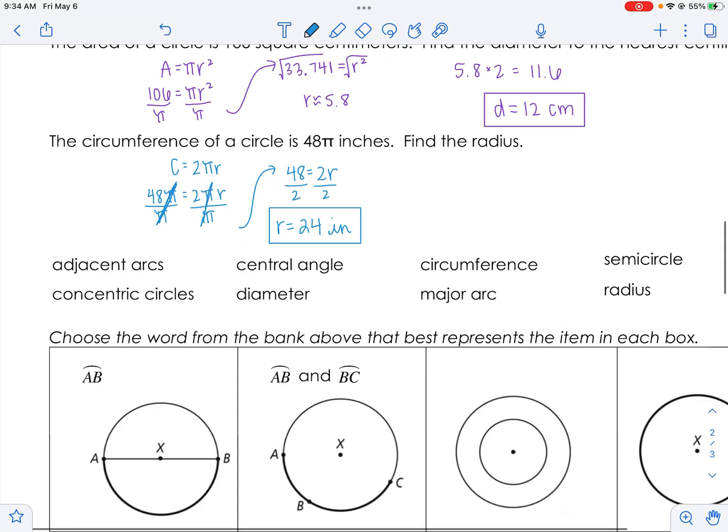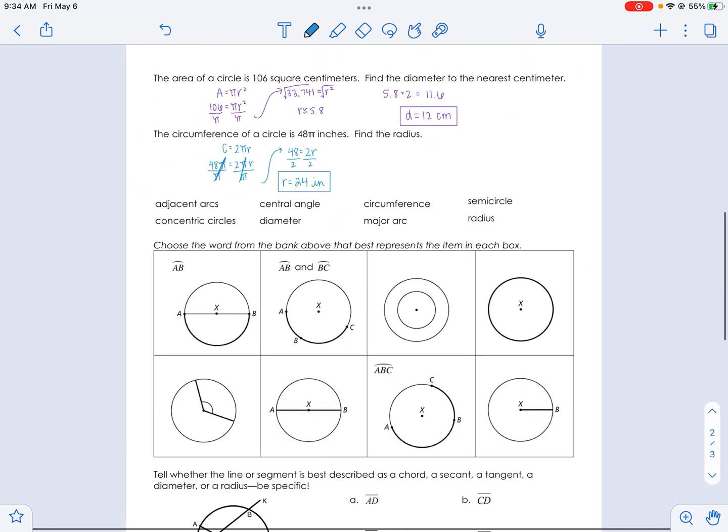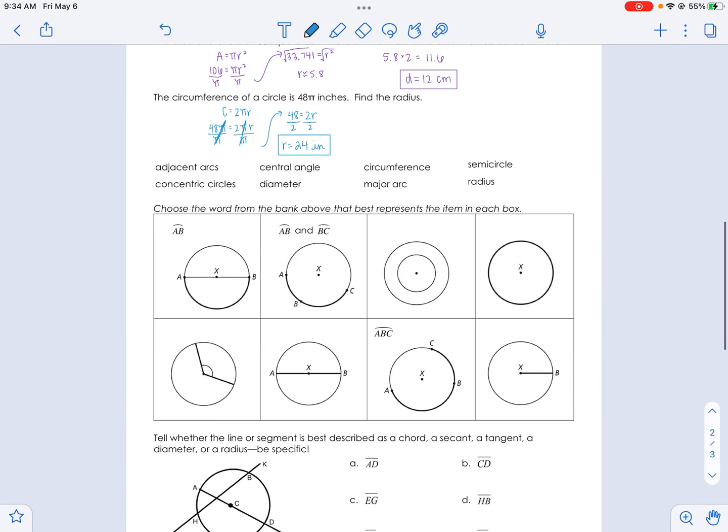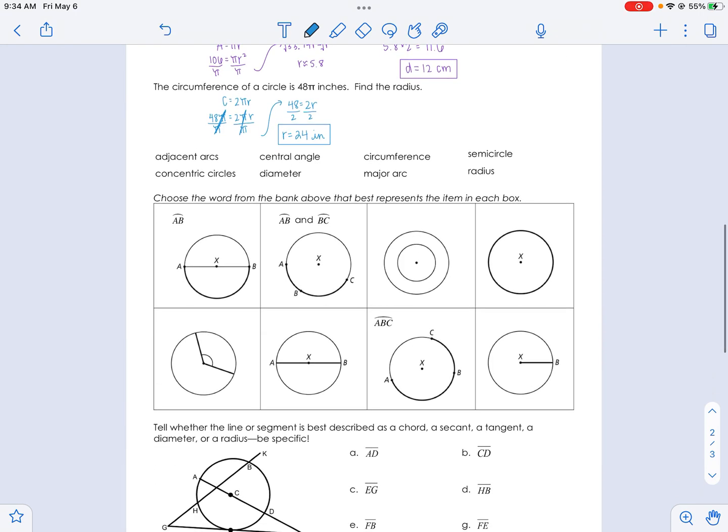So as we continue to take a look at circles, we are going to be doing some solving, and part of that is, can you find the area? Can you find the circumference? And we'll be doing different things with it. But it also helps if you know your vocabulary.